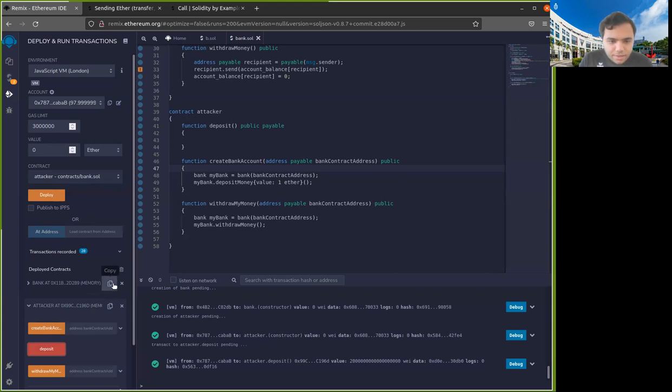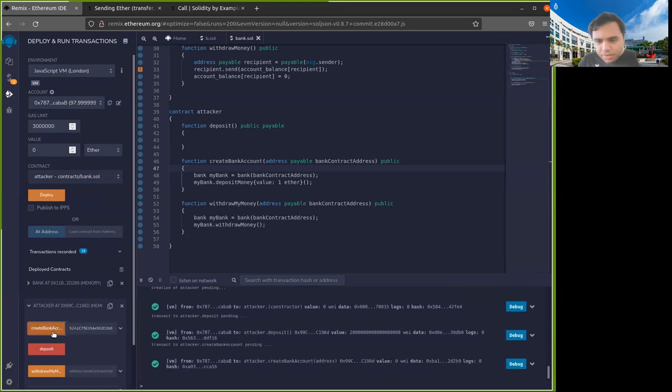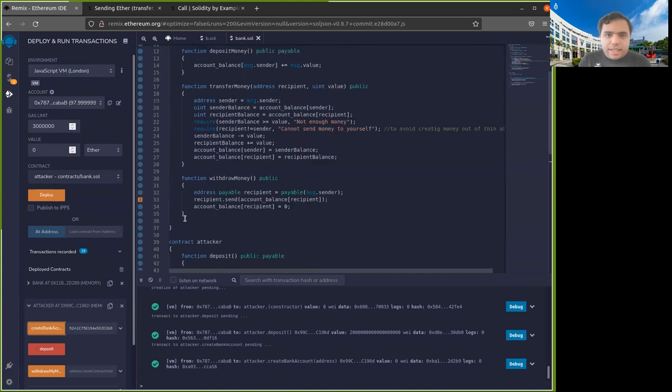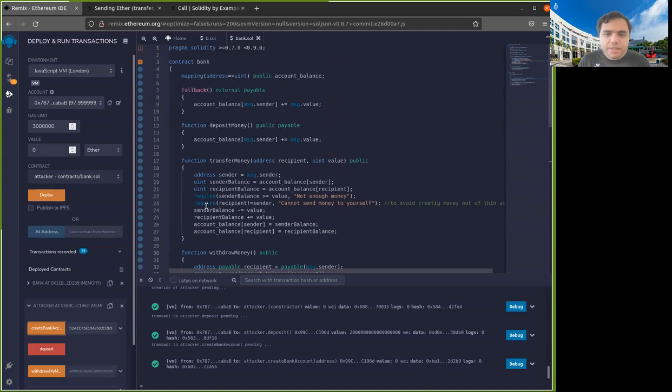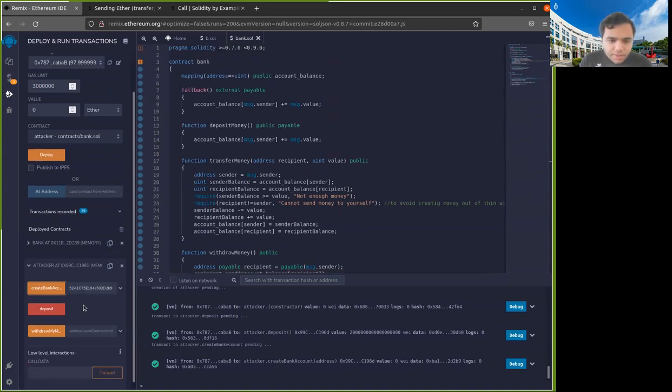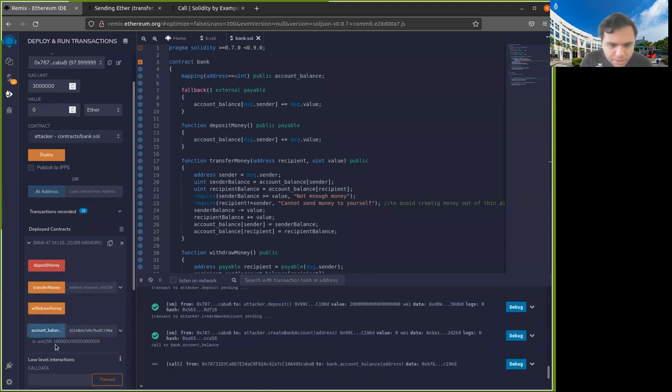And now I want to create a bank account. So I just have to give the address of the bank and call create bank account. Okay, this worked. So now the attacker contract has an account with the bank contract, and that account has a balance of 1 Ether, right? So I can just copy the address of my attacker, and I can check its account balance. And as you see, it has 1 Ether in the bank.